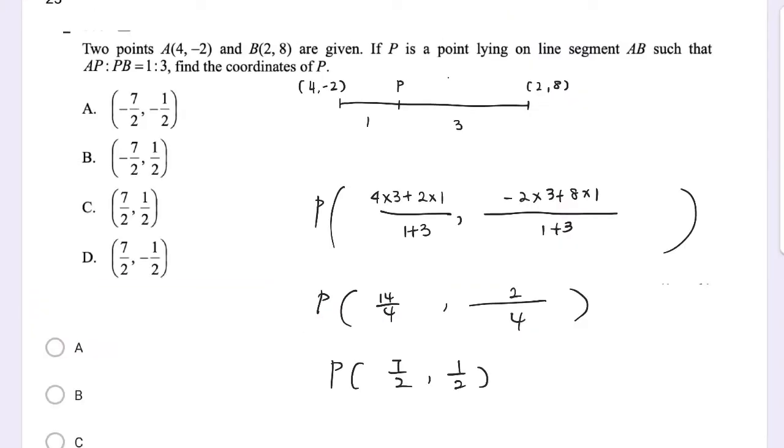For this problem, it is using the section formula. You have to remember the relationship, so you can see the pairs like this: 4 times 3, 2 times 1. And then for this one it will be 8 times 1, and then -2 times 3, like this. And the denominator will be 1/3. And after that, you have this one with you. So the answer will be C.